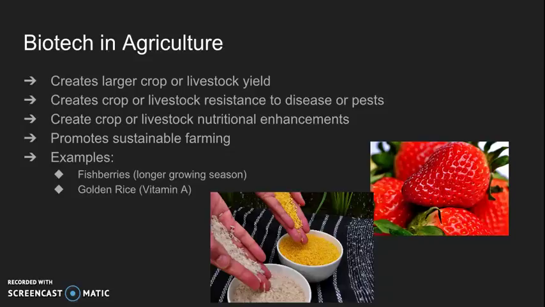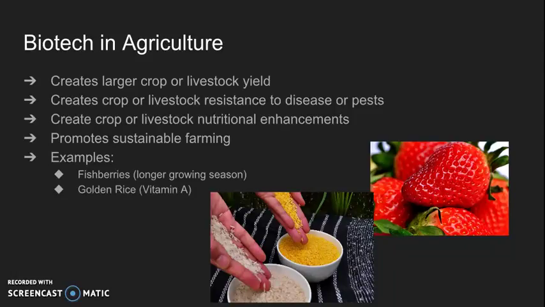Biotech in agriculture will also create crop or livestock that's resistant to disease or pests, which means that seeds will have a natural tendency, if planted, to have some sort of resistance to what would be natural diseases or pests. And so these crops that would be planted would not be affected by any localized diseases or pests. It also creates crop or livestock that could be nutritionally enhanced. Promotes sustainable farming, how to have higher yields for a lower cost and lower use of resources.